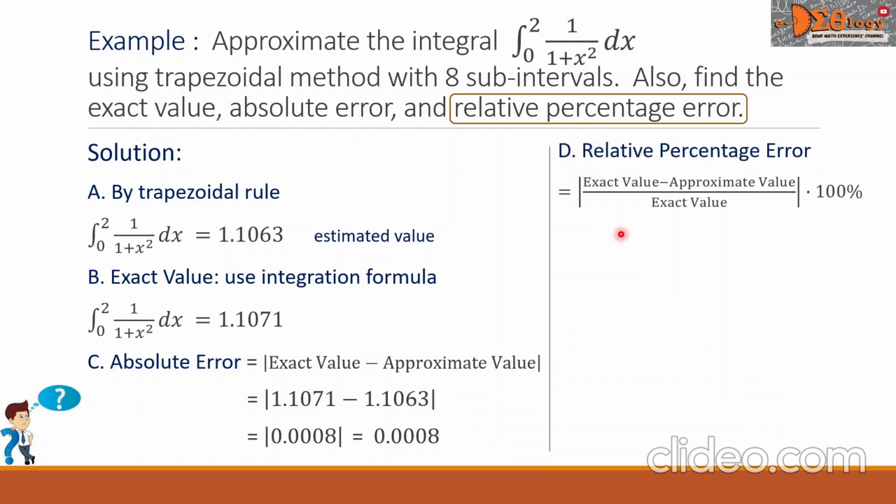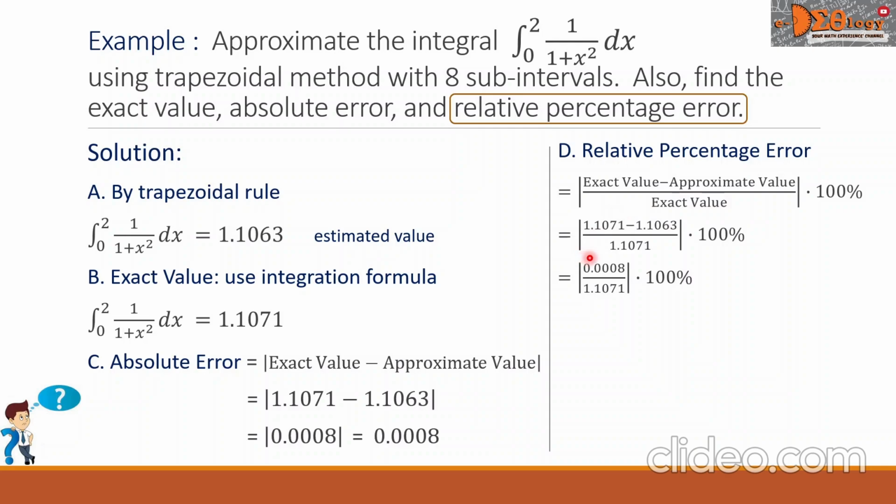Then we go to the relative percentage error. That is our D. And this is the formula. Absolute value of this fraction. Exact value minus approximate value all over exact value multiplied by 100%. Let us substitute the corresponding values. So we have now the absolute value of the fraction. The numerator is 1.1071 minus 1.1063 all over 1.1071 times 100%.